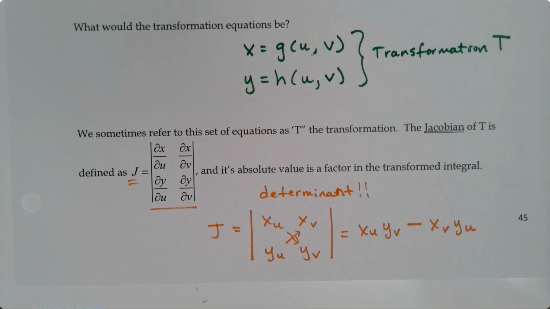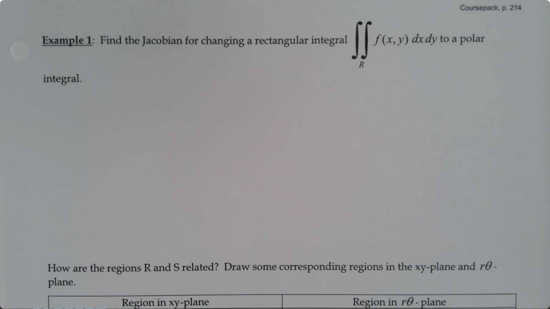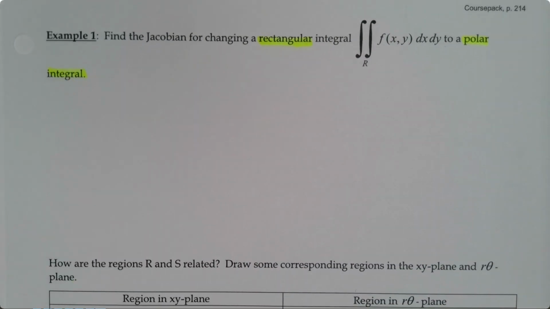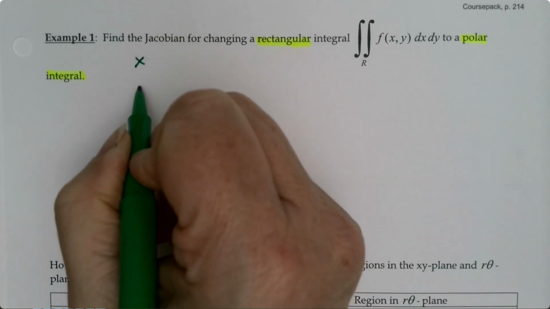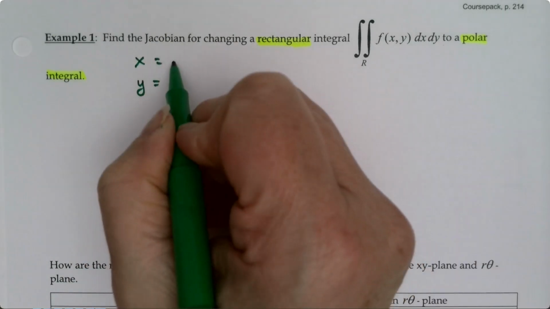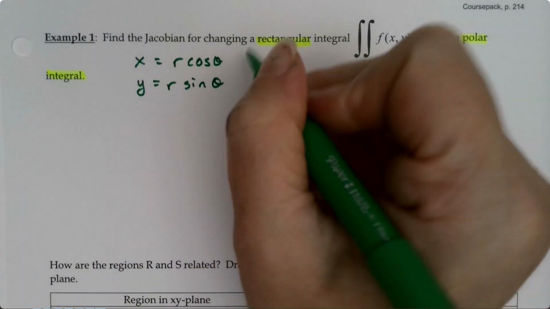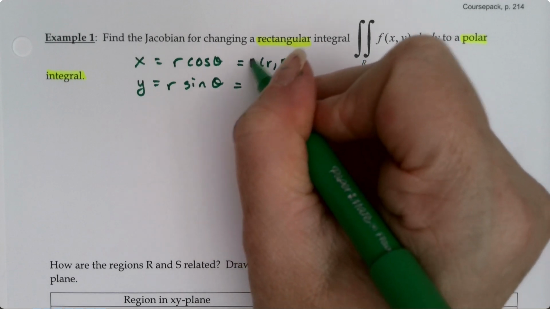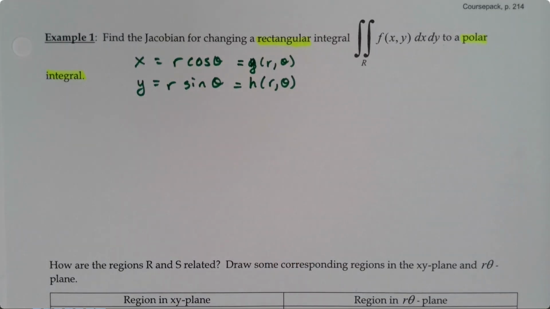So let's see an example where we can find the Jacobian. So we're going to find the Jacobian for changing a rectangular integral to a polar integral. So we're going to go from a rectangular to a polar. So that's a type of transformation, right? So if you're going to take from rectangular, it's x and y, and if it's going to be in polar, we know that's r cosine theta, r sine theta. So that's a transformation, right? This is g of r theta, to keep my letters consistent, and this is h of r theta. So our new variables will be r and theta.